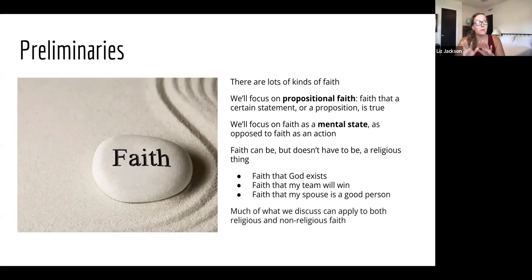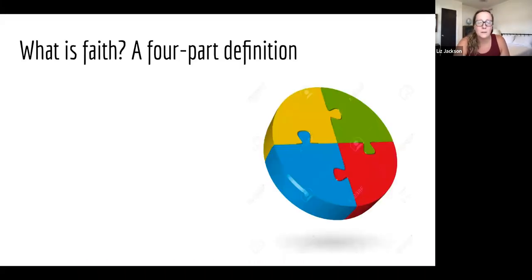And so a lot of what we're going to be talking about today can apply to both religious faith and non-religious faith. That's important. It's not just meant to be an analysis of a religious thing, but it's meant to apply to many of the examples like the ones we've talked about in the bullet points, and we'll talk about more as we go. Okay, so those are some preliminaries.